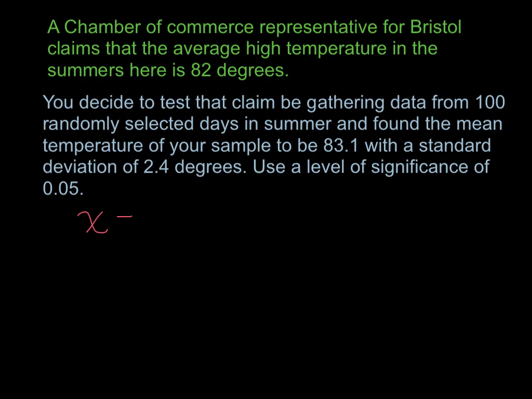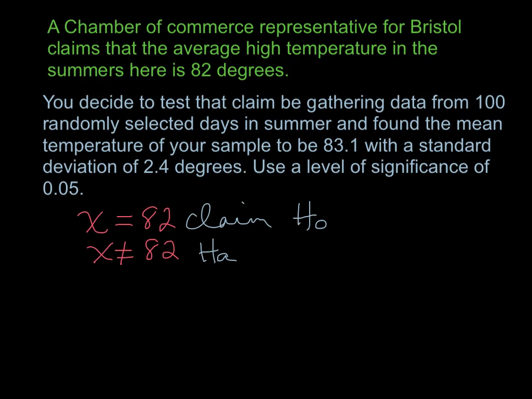write the claim in symbols, which was x equals 82. We go ahead and write the complement to that, not equals to 82. Because the claim had an equal sign to it, that made it the null hypothesis. That means the other one is the alternative hypothesis. And when it comes time to tell whether it's right-tailed, left-tailed, or two-tailed, we always look at the alternative hypothesis. A not equal to symbol indicates a two-tailed situation.